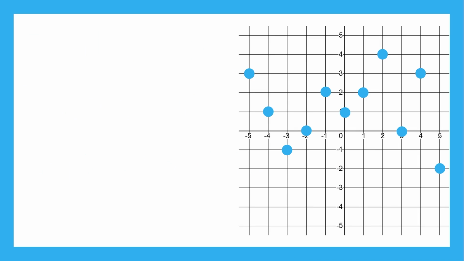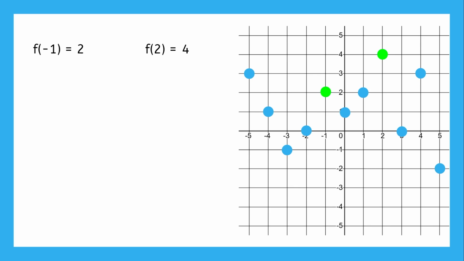If I asked you, what is f of -1, what would your answer be? Well, this point here shows us that if the input is -1, the output will be 2. What about an input of 2? An input of 2 will give an output of 4.